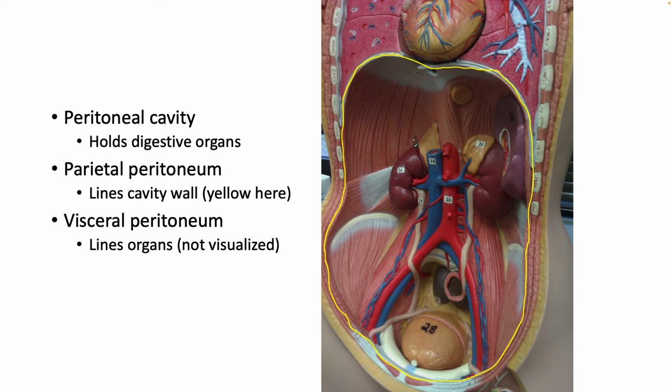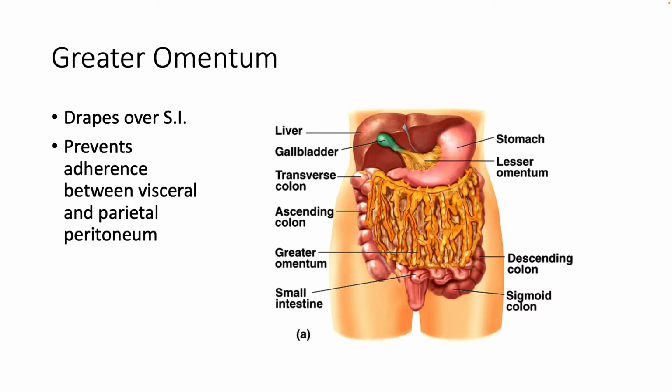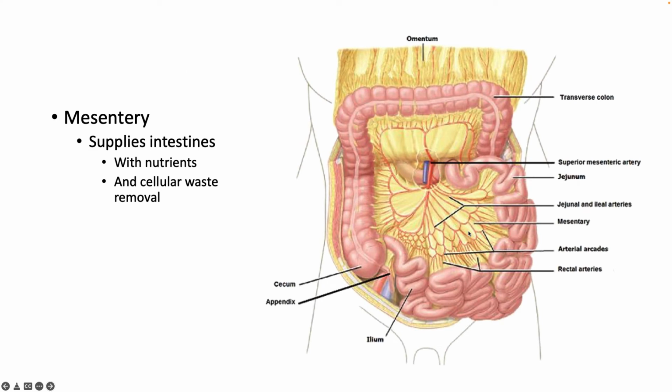And then in between these two, we have the omentum. The omentum is going to be draping over the stomach, or I guess under the stomach and over the small intestines. This prevents adherence between the visceral and parietal peritoneums. This is that greater omentum. As you can see here, there's also a lesser omentum, but we're not concerned with it. We're going to be concerned with identifying this greater omentum. It'll be draped over top of the small intestine.